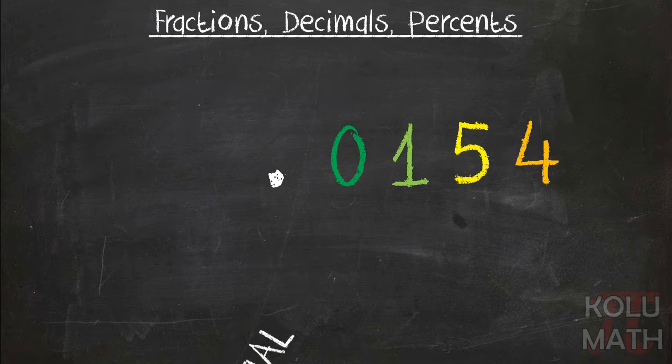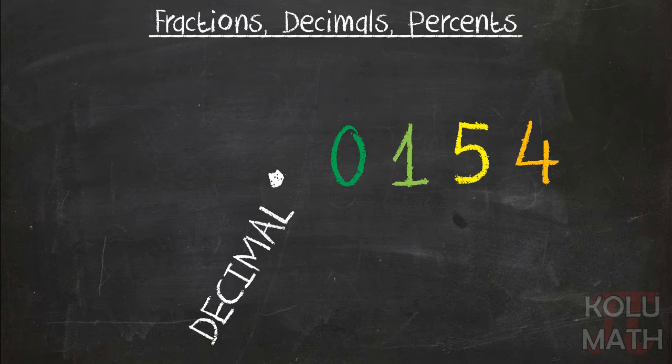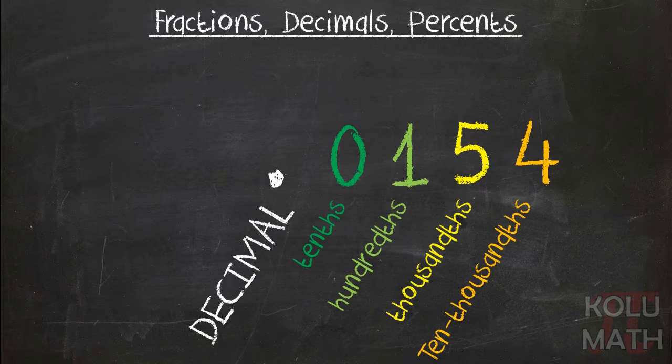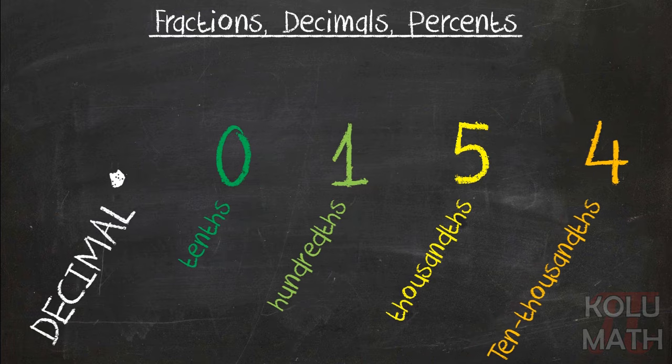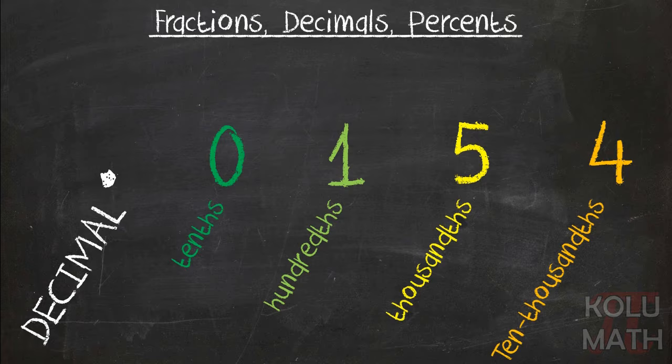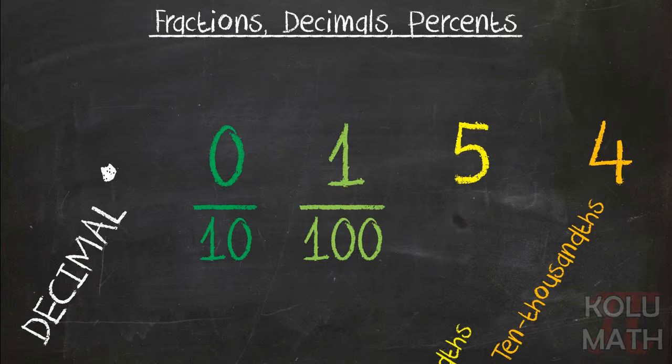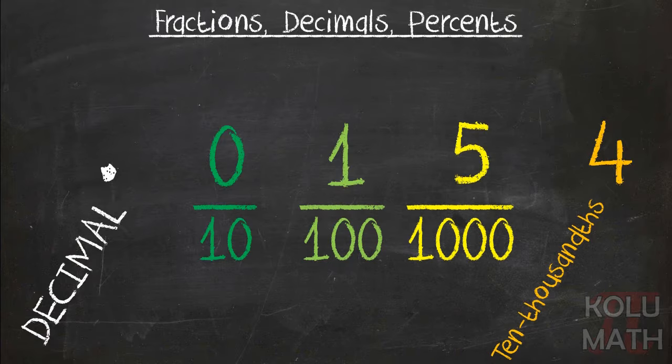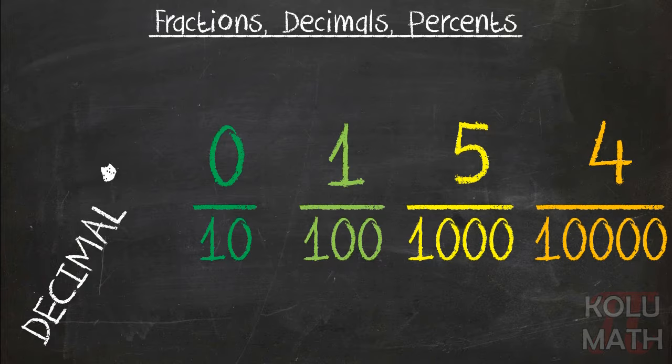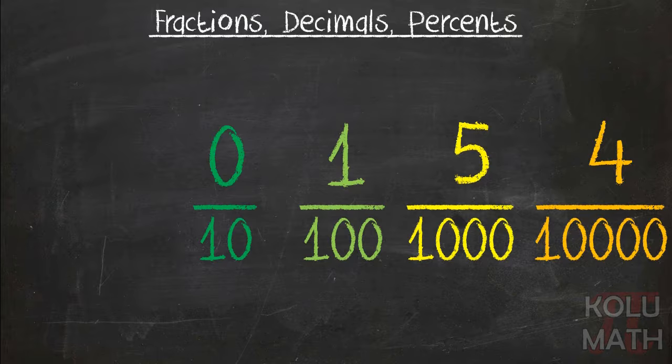Here's a decimal. And there's our decimal point. And let's put in those decimal places. Okay, interesting. Now you guys might have been thinking, hey, can I just swap those decimal places with fractions? And you're absolutely right. So something like 0 tenths becomes 0 over 10. Something like 1 hundredth becomes 1 over 100. 5 thousandths becomes 5 over 1,000. And 4 ten-thousandths becomes 4 over 10,000. And once I get rid of that decimal, I can just go ahead and add all these guys up.